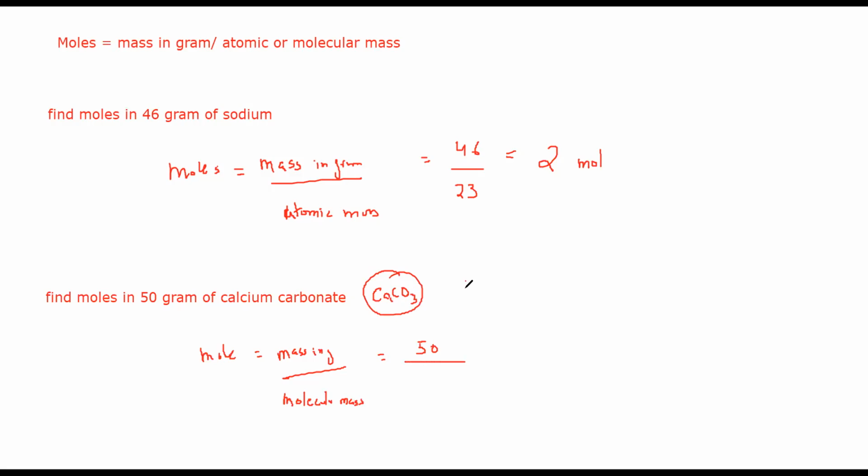Calcium is 40 plus carbon is 12 plus oxygen is 16 multiplied by 3. So 40 plus 12, 52. 16 multiplied by 3, 48. 52 plus 48, 100. So that will be equal to 100. So moles equal 50 divided by 100. That's equal to 0.5 mole.